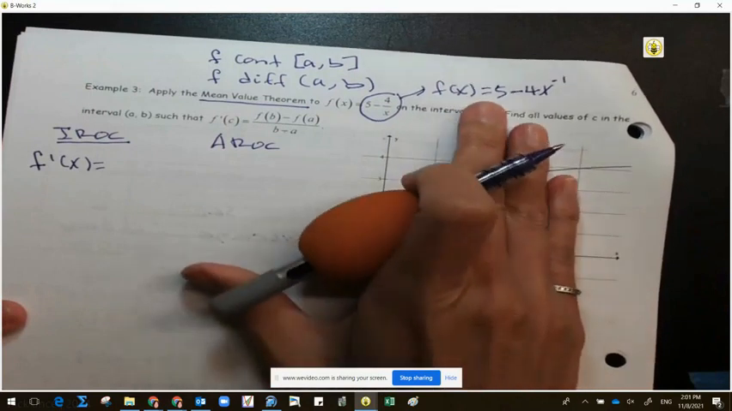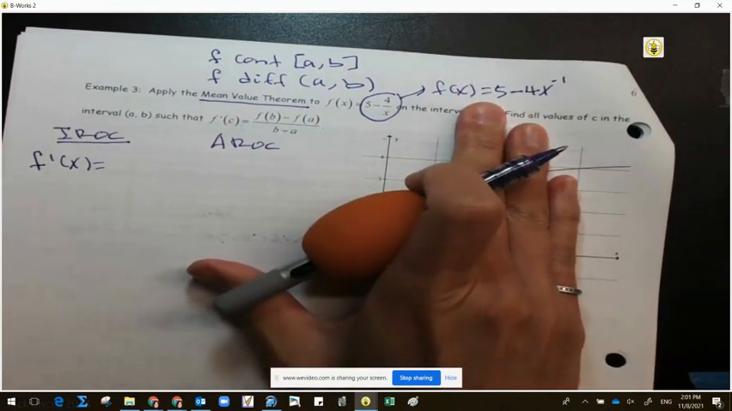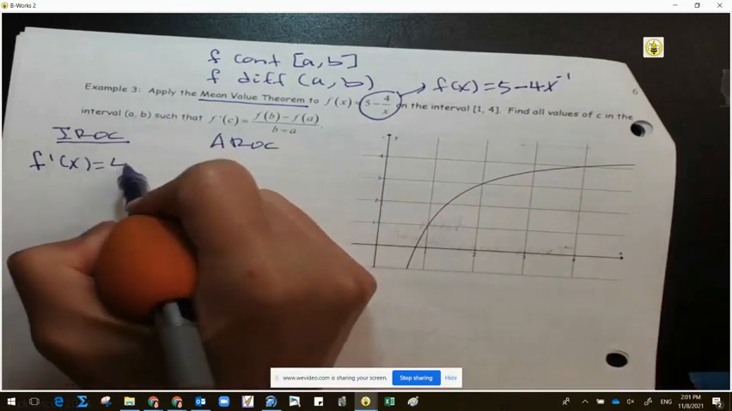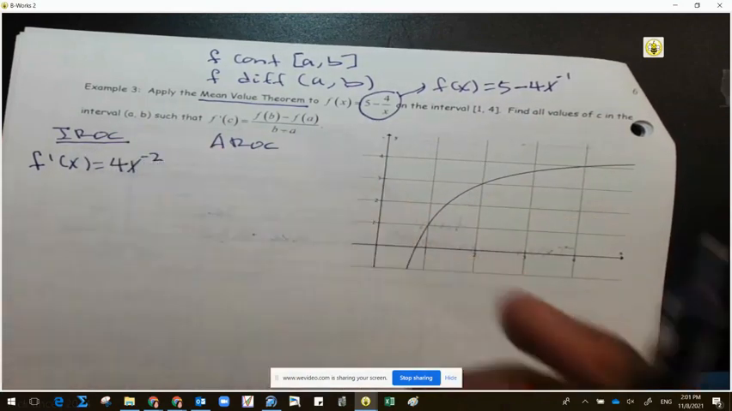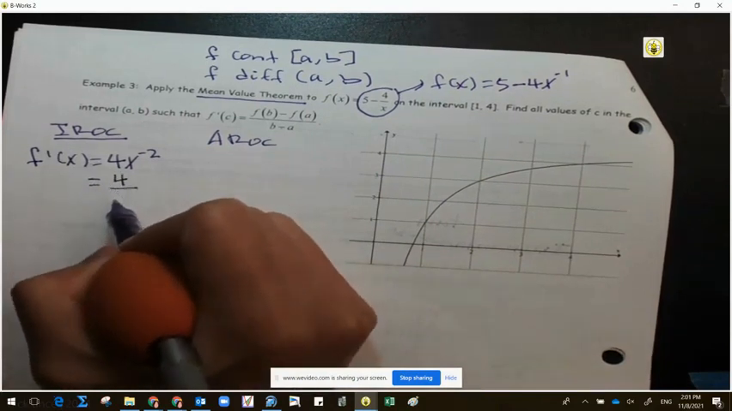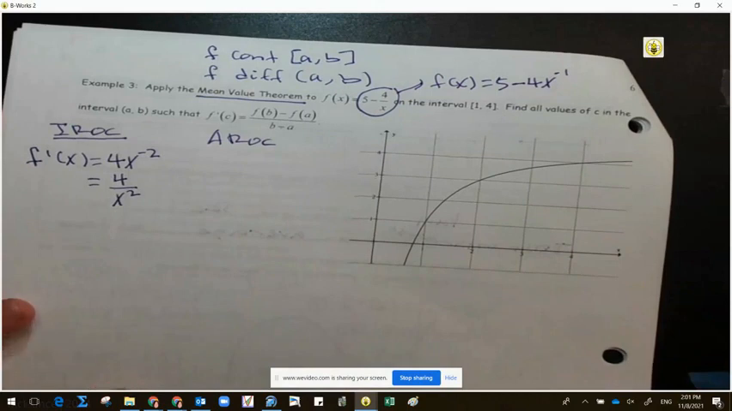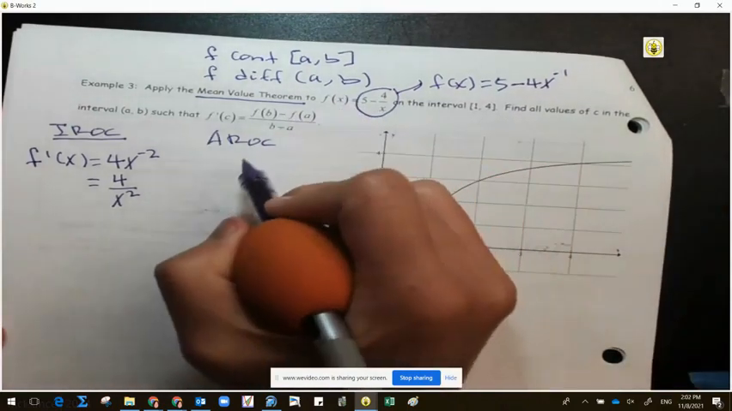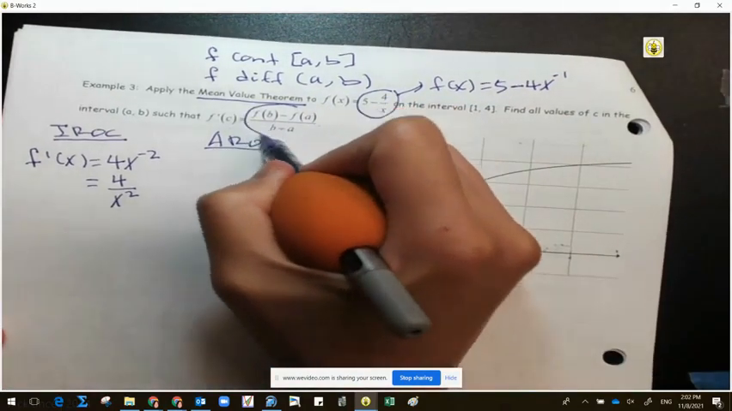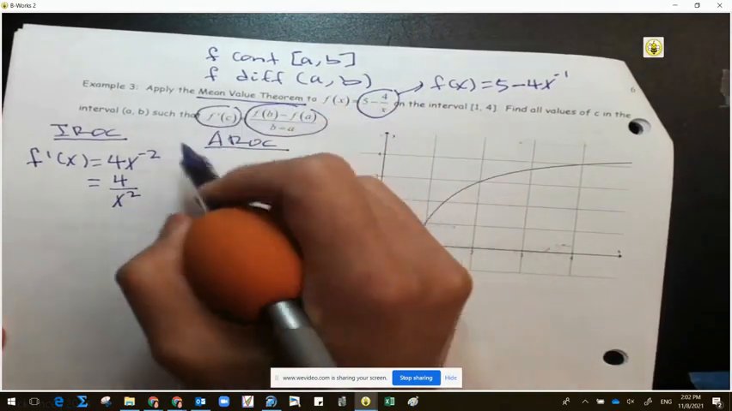What is the derivative of any constant? 0. What's the derivative of my second component here? 4x to the -2. And let's write this in a friendlier form just so that we have a way to set them equal to each other in the end, which I think I'm going to use cross multiplying. But let's do AROC. AROC is the right piece. So here's IROC and AROC.